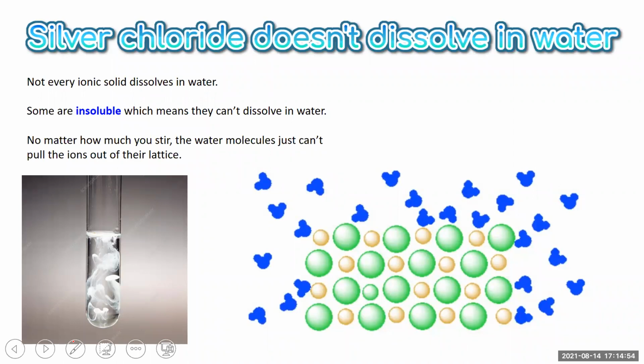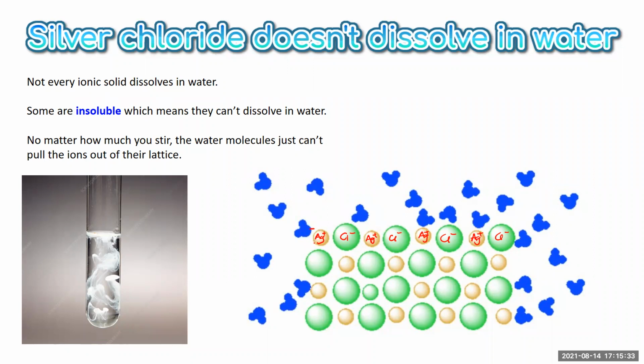Sodium chloride dissolves, but interestingly, silver chloride doesn't dissolve in water. Some solids are what we call insoluble, which means they can't dissolve in water. Silver chloride is very similar to the sodium chloride here, except instead of a sodium ion, it's a silver ion and a chloride ion and a silver ion and a chloride ion, etc., all the way through.